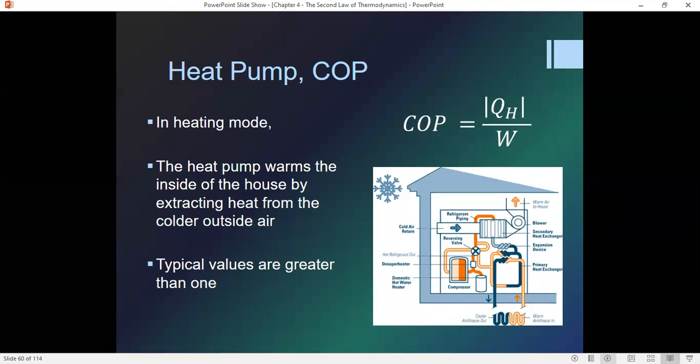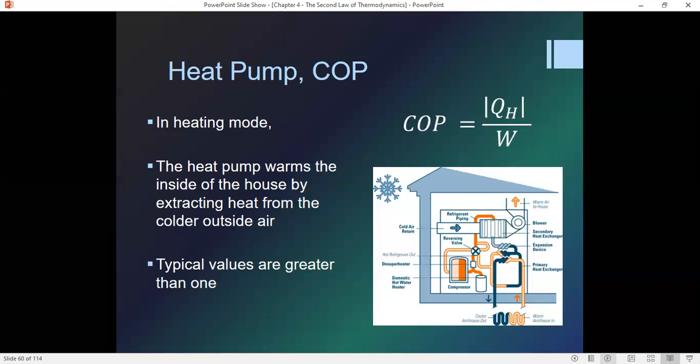You can also use a heat pump to heat your house. Now, it's not like we're reversing the heat engine. We're just switching what is the cold reservoir and what is the hot reservoir. Now, for the heating mode of a heat pump, the coefficient of performance is how much heat we dump into the home compared to how much work is done. All right, think about your house.